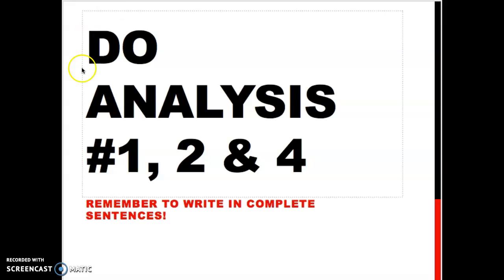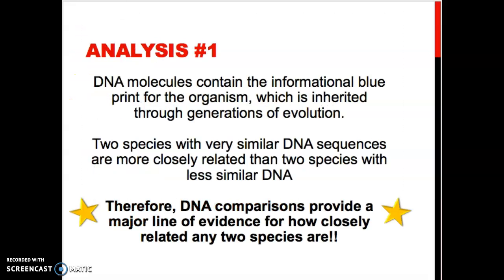So what you should have come up with is that DNA molecules contain the informational blueprint for the organism, which is inherited through generations of evolution, meaning you get your DNA from your parents, okay? That DNA is the instruction manual for you. Two species with very similar DNA sequences are more closely related than two species with less similar DNA, meaning your DNA, if you had an identical twin, would be identical.